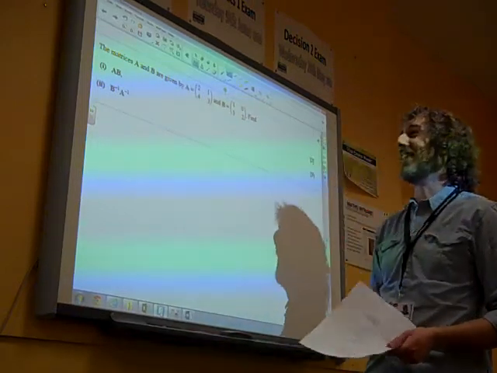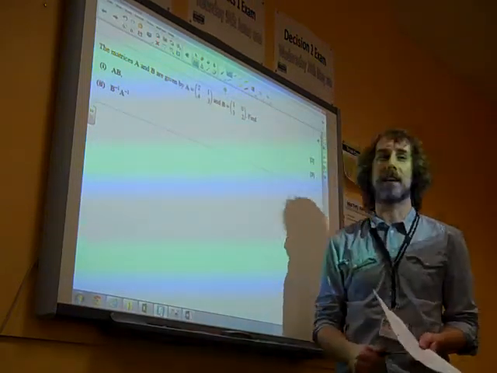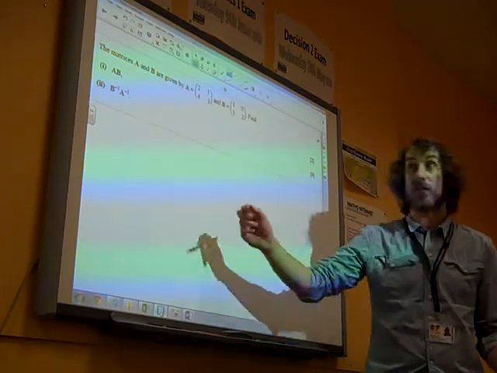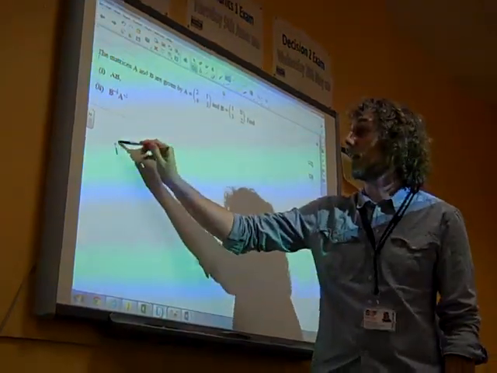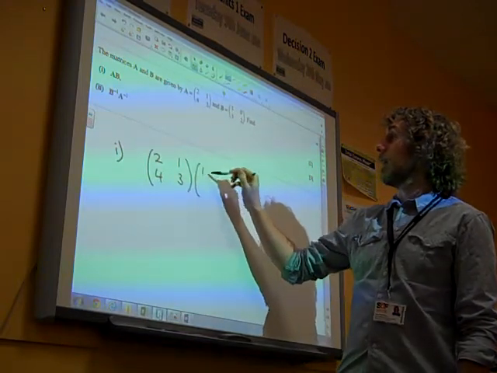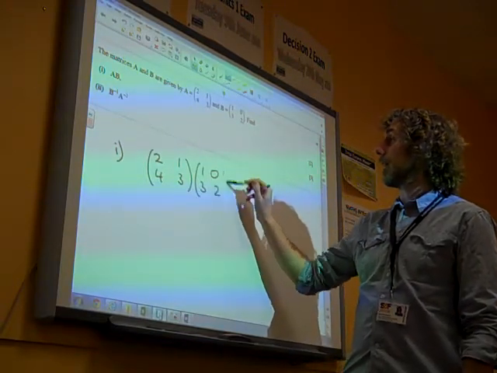So got that wrong. Right, so the matrices A and B are given by these two 2x2 matrices. Find AB. Well, this should be an easy 2 marks, shouldn't it? AB is what you get when you multiply them together. We can all do that.